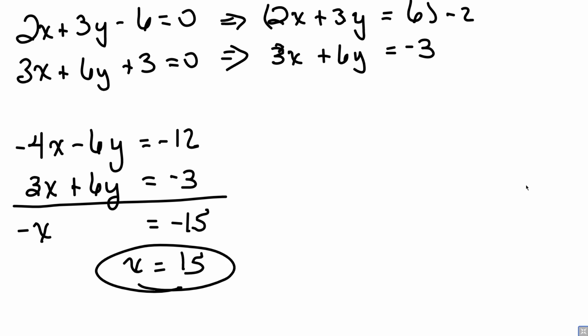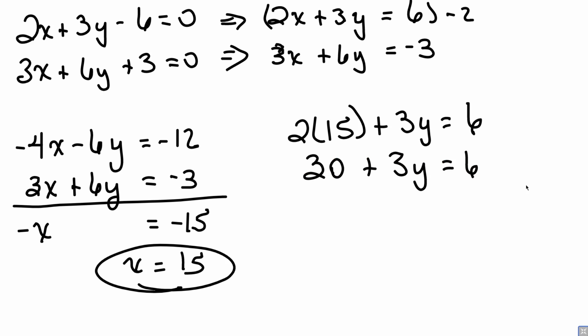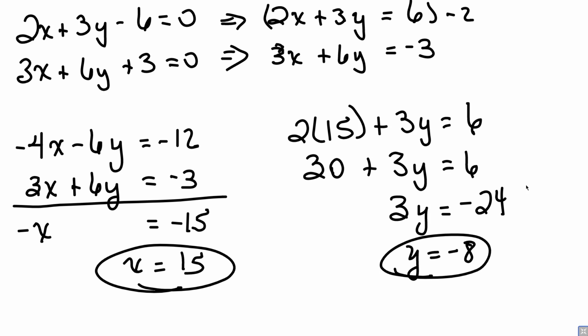Now I'm going to plug this into one of the original equations and find y. I'm going to use the top one. So I have 2 times 15 plus 3y equals 6, so 30 plus 3y equals 6. So 3y equals negative 24, so y equals negative 8. So there's my other one. I only have one point, which is the point (15, negative 8), and this is going to be a min. Any questions?